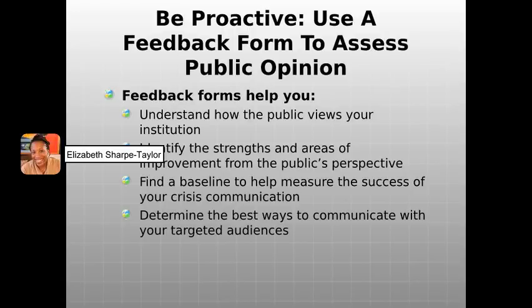Create a feedback survey to assess your reputational baseline. This should be done immediately after the framework is accepted. A feedback survey is used to assess the public's views on the institution as well as its strengths and areas of improvement of the institution. It also provides a measuring baseline to help measure the success of your communication as well as the reputational damage after the crisis. It also helps determine the best way to communicate to your target audiences.